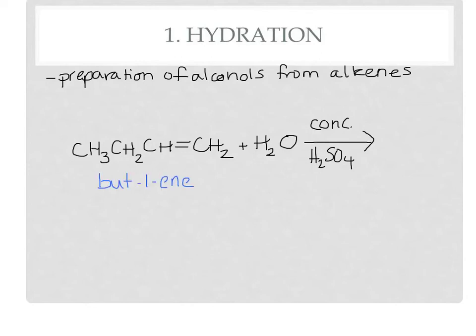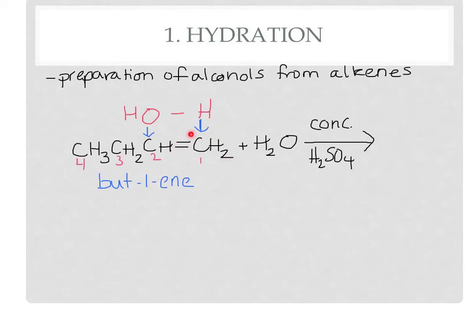For example, if we take an alkene like butene and add water in the presence of concentrated sulfuric acid, this is, of course, an addition reaction. We're adding a small molecule across a double bond. The OH portion of the water is going to add to this carbon, and the hydrogen is going to add to this carbon, and the double bond is going to break open to accommodate that.